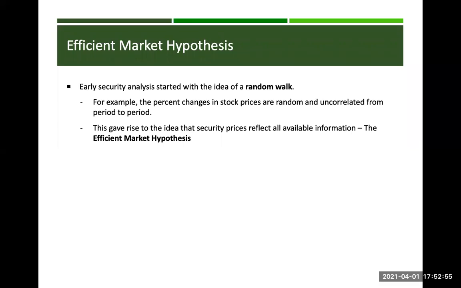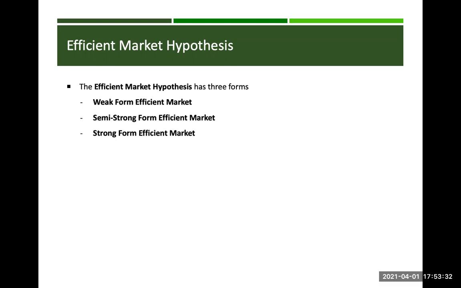And so throughout all of this academic work, they came up with a kind of a holistic view of things that said, well, we can go a little bit further than that and say that if we think about it in terms of information, we can say that security prices reflect all available information. That's called the efficient market hypothesis, or EMH. So if you study further in academic finance departments, they might just say EMH, and you just need to know what that is.